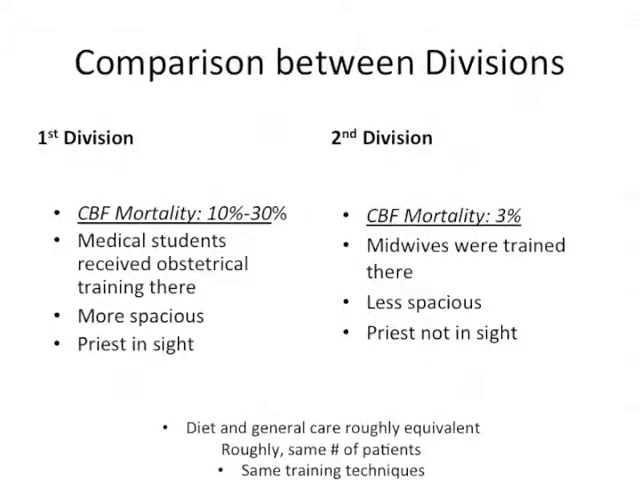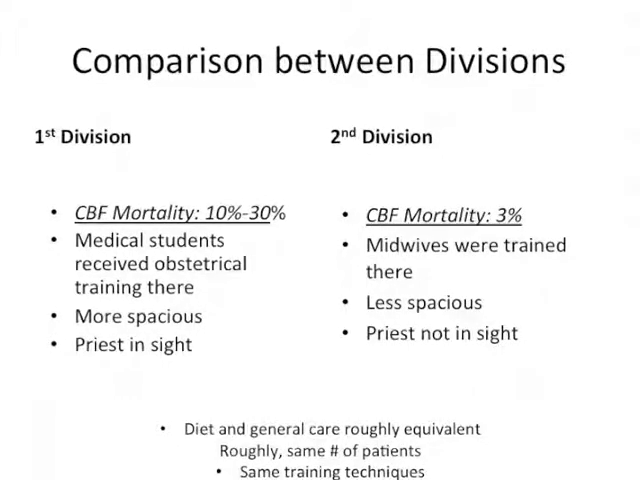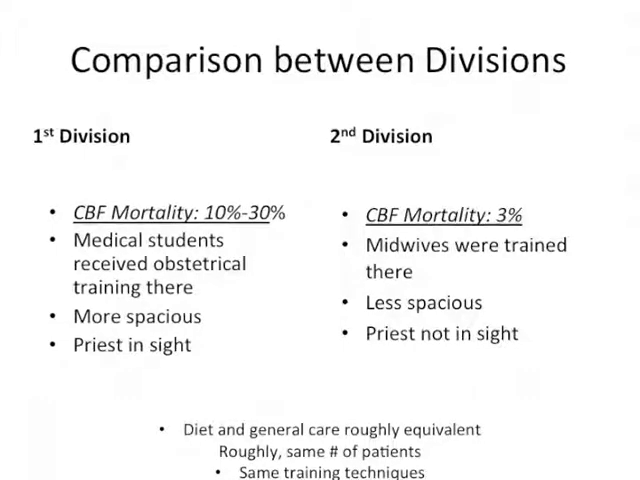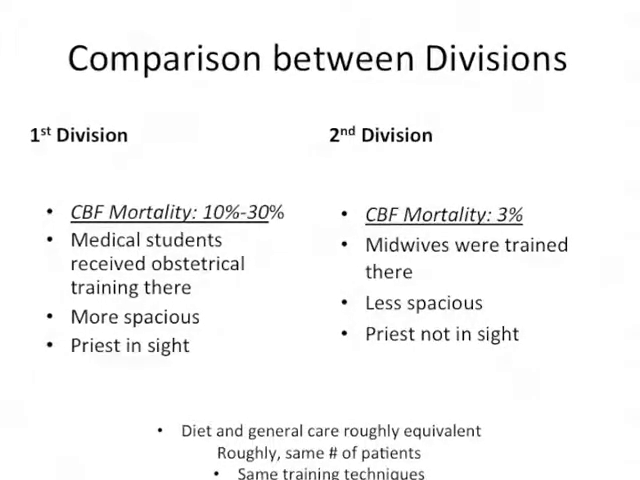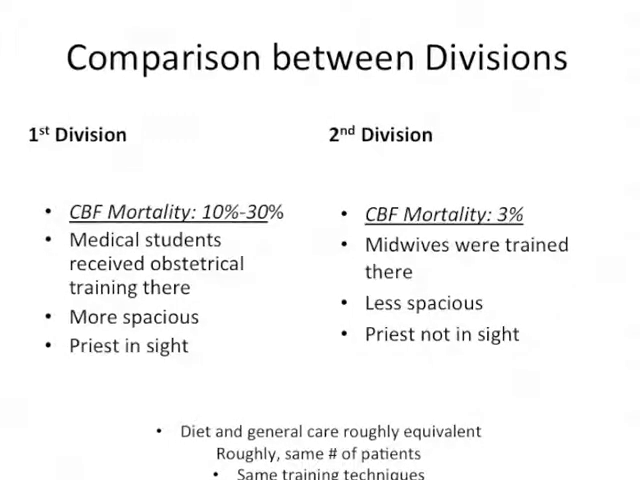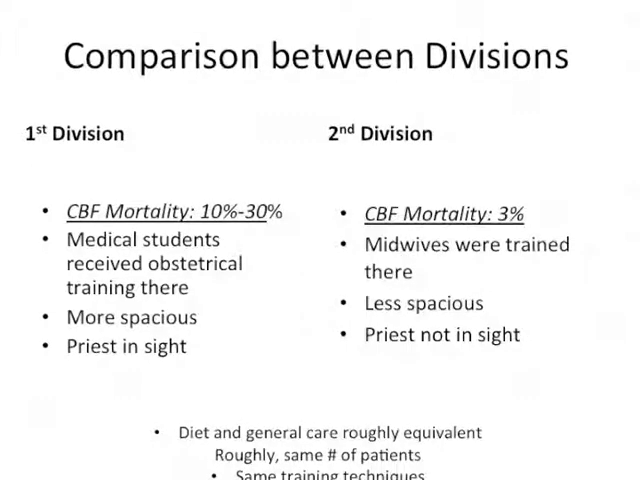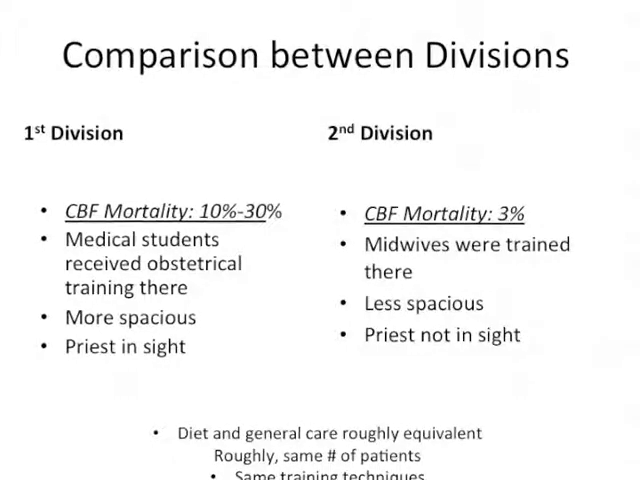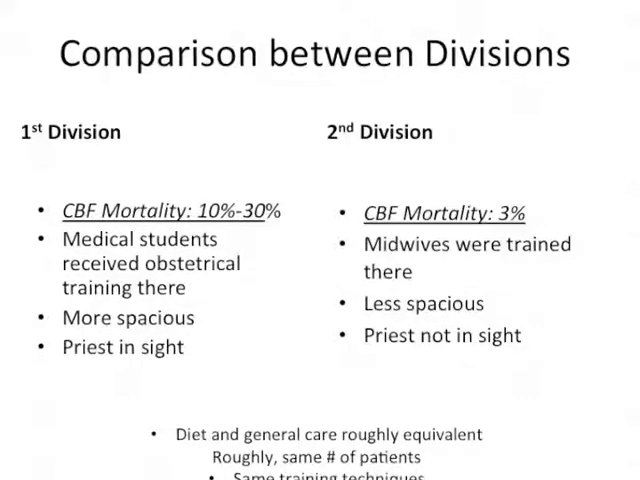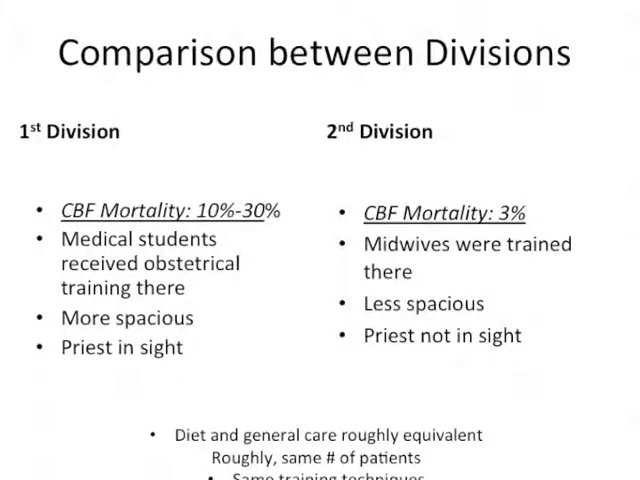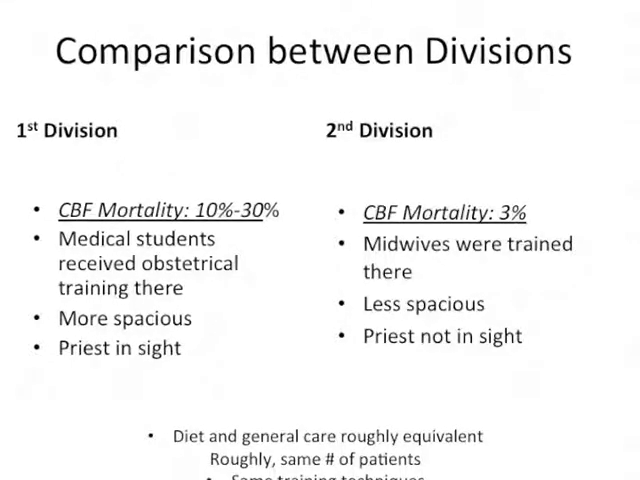So here we can see a comparison between the divisions. In the first division, the mortality from childbed fever was much higher, right? 10 to 30% in comparison with 3%. The second difference had to do with the kind of people who worked there: medical students versus midwives. Now the difference has to do with how spacious they were. The first division was more spacious, whereas the second division was less spacious.